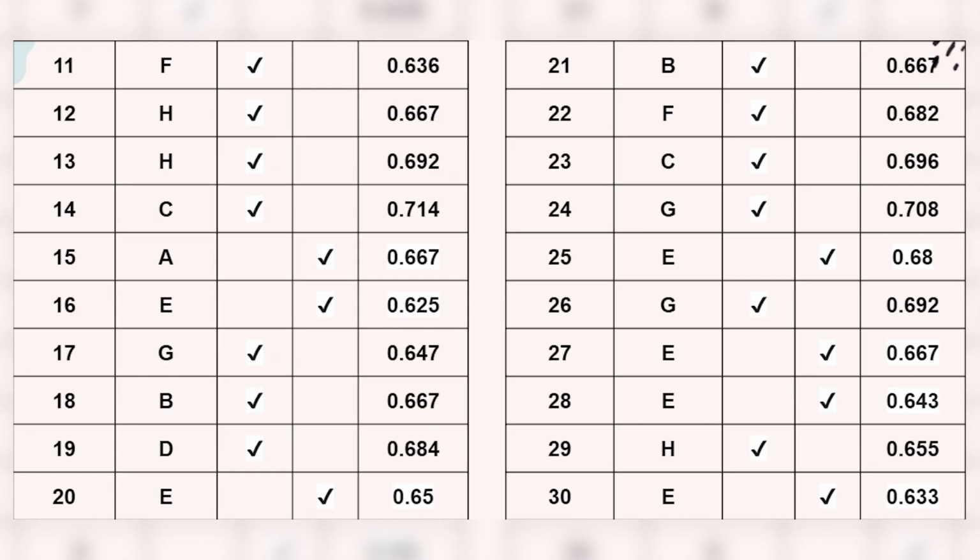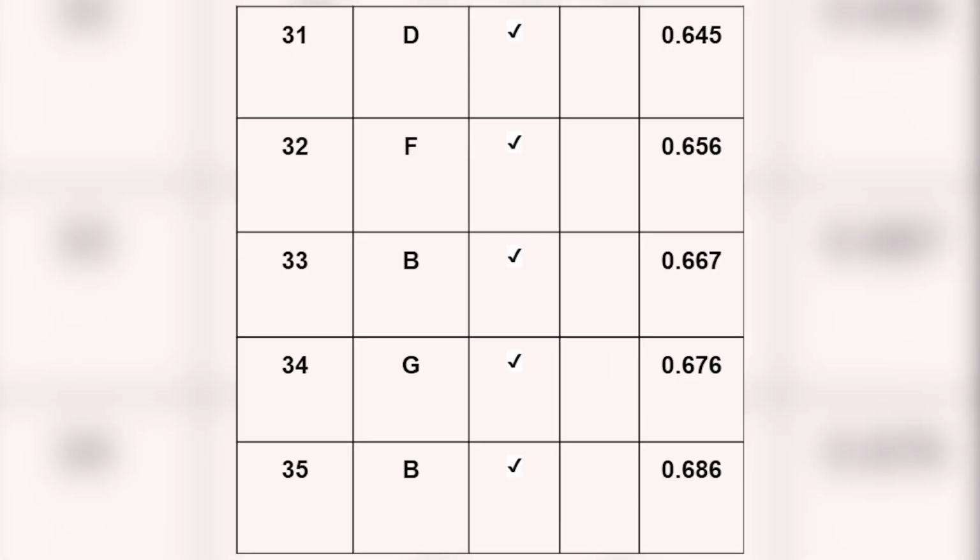These are the results of our experiment. For the theoretical values, which we already calculated, the number of trials is 35, the probability of success is 6 over 10, and the probability of failure is 4 over 10. The mean equals 21, the variance equals 8.4, and the standard deviation equals 2.9.